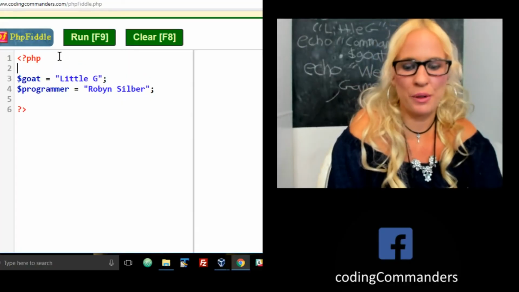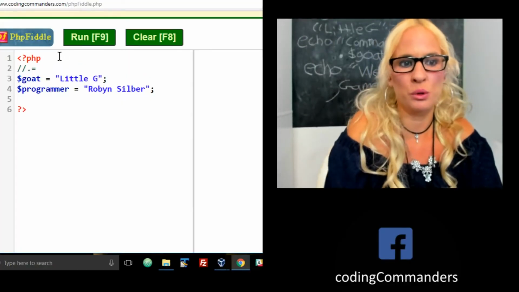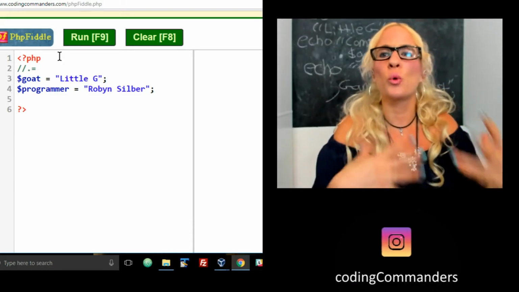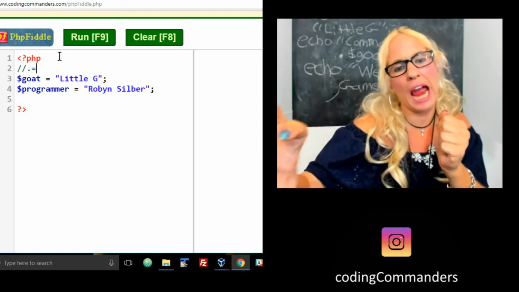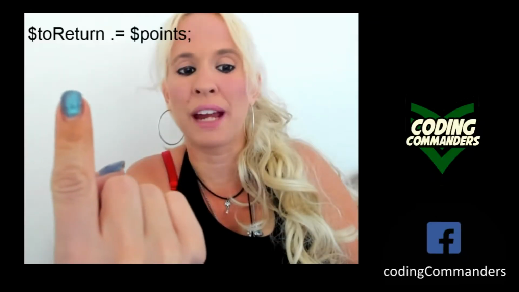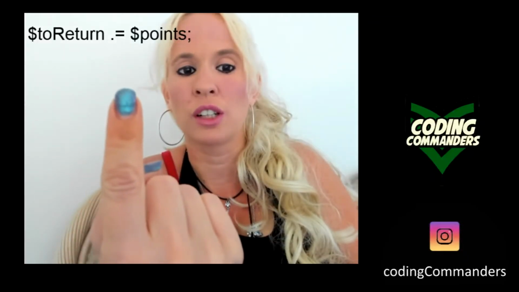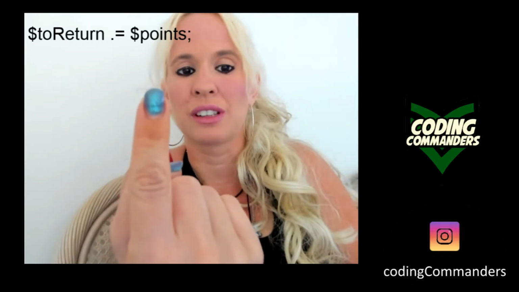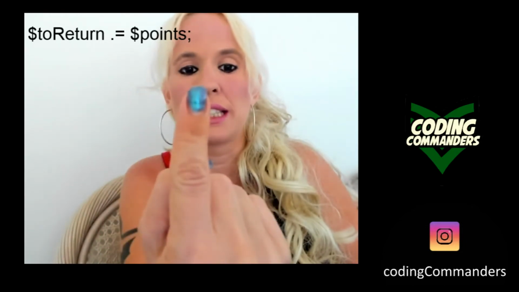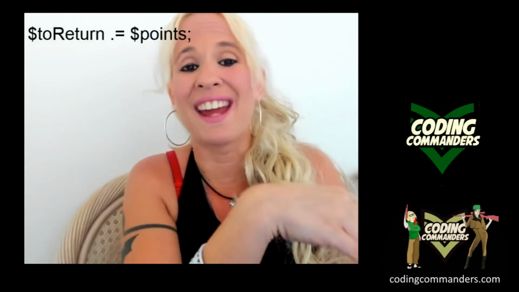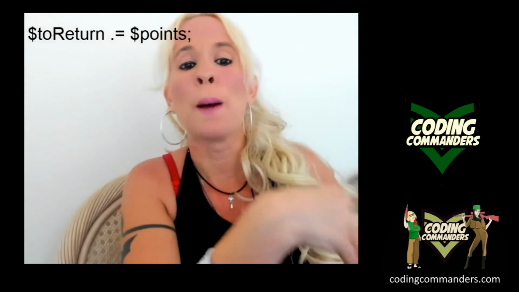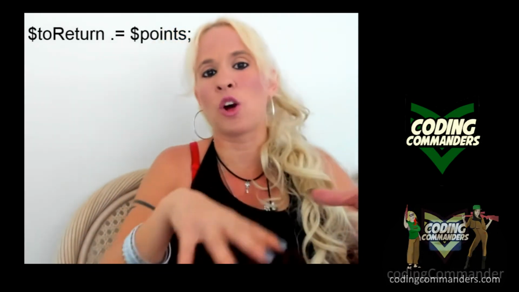Okay, next I'm going to do the dot equals assignment operator, which is going to add to a string. It's going to put something else at the end. In this example, we have $sign to return, dot equals $sign points, semicolon. So whatever's in to return is going to stay there. And then it's going to be appended by $sign points. That's going to go after it.